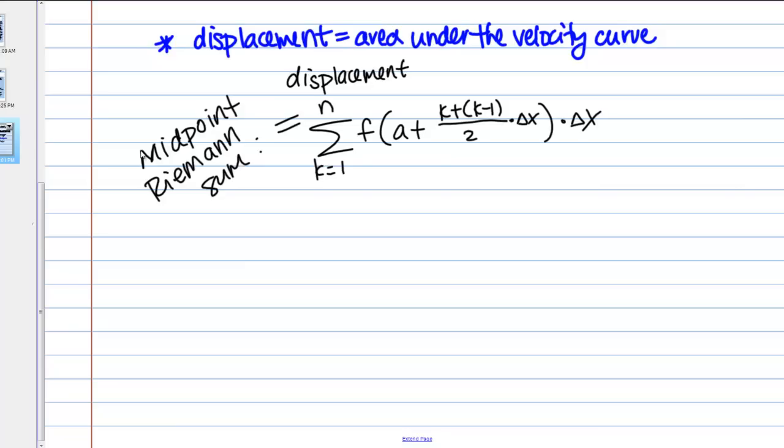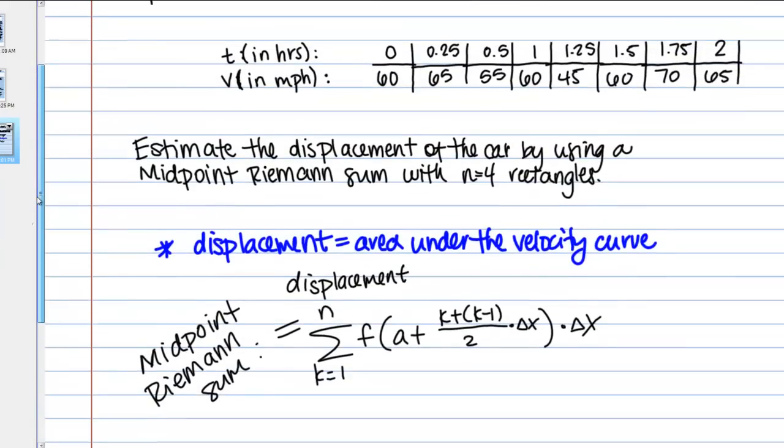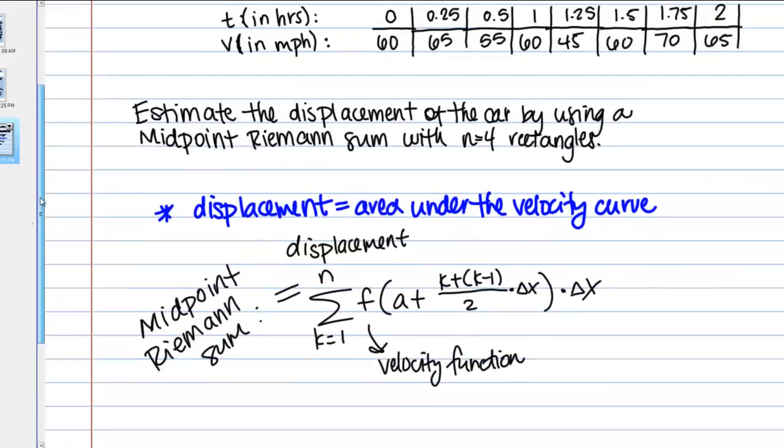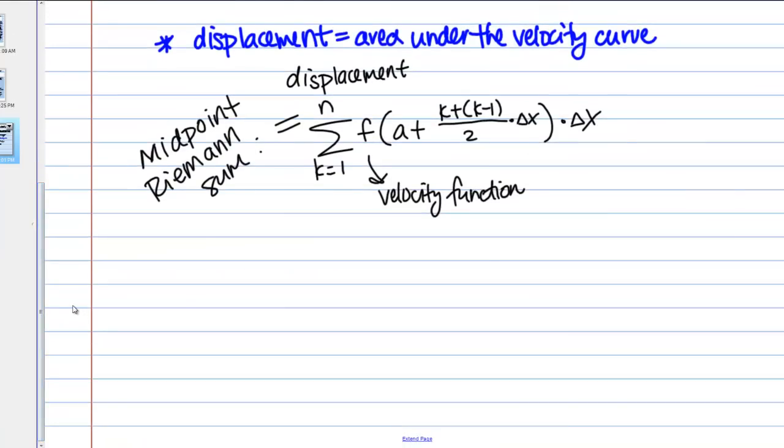And what's f in this case? Because we don't have a function. Well, we're just going to use values from our table. So f in our case represents the velocity function. And we don't have that in algebraic form, but it's okay. We have a table of values from that function, so we can still do the problem. Okay, so let's approach this like we have in the past. Let's try and figure out what each of these pieces are, and then we'll plug and chug.